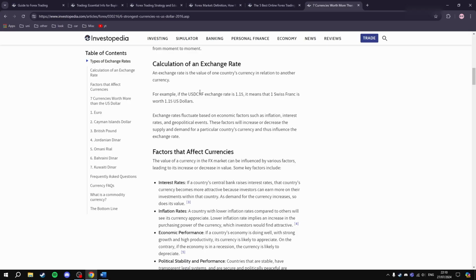No way, it's the other way around, is it? It will take 1.15 CHF to get 1 USD. Yeah, because that's a base currency, that's a quote. The base currency is always 1, so that means it should be 1 USD. So if the USD CHF exchange rate is 1.15, that means it would take 1.15 CHF for 1 USD. So I think they wrote that wrong.